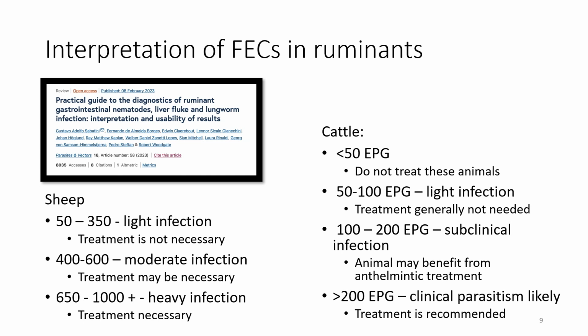Now, when we get into the 100 to 200 eggs per gram range, we are talking about a subclinical infection where the animal may be losing weight, and unless you weigh the animal, we will not know that. But in that range, the animal may benefit from an anthelmintic treatment. Again, we're looking for an effective anthelmintic that can be used in that animal or in that herd. Above 200 eggs per gram, which is kind of rare in these parts, that is clinical parasitism. Treatment is recommended for those animals.